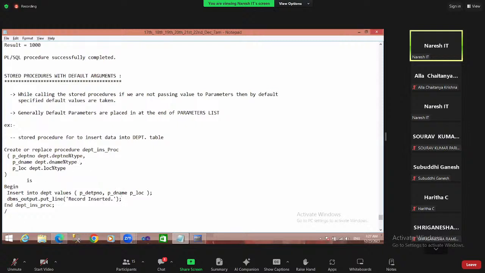Here, DEFAULT 'unknown'. This is the default. If you're not passing DNAME, by default, unknown is taken. If you're not passing location, then unknown is taken.